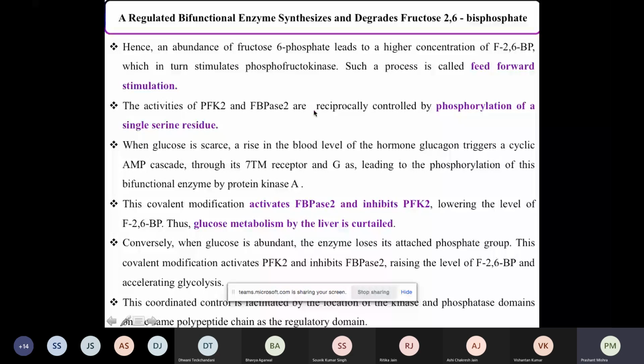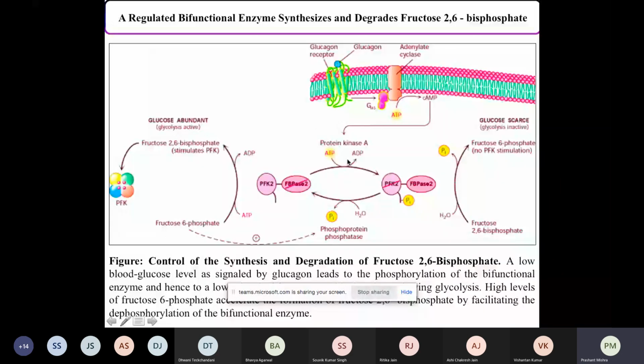The activities of phosphofructokinase 2 and fructose bisphosphatase are reciprocally controlled by phosphorylation of a single serine residue. So that is what I have shown here. This is controlled by a single enzyme. I have shown you this to show that it has the activity of phosphofructokinase 2 as well as fructose bisphosphatase. So there is a single enzyme, and both activities are present. You may be wondering how it is done. It is the fusion of two genes which leads to the synthesis of these two enzymes.